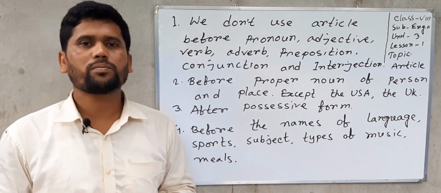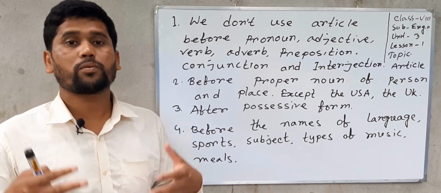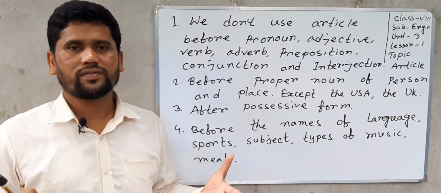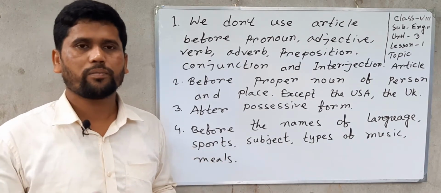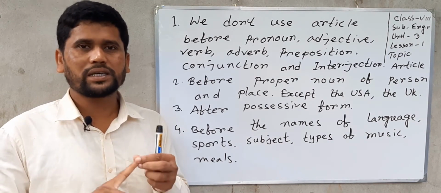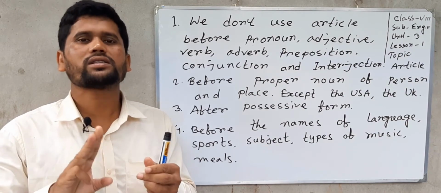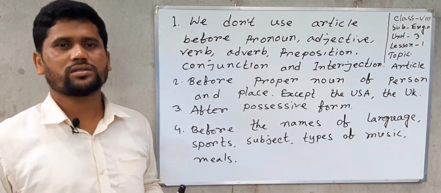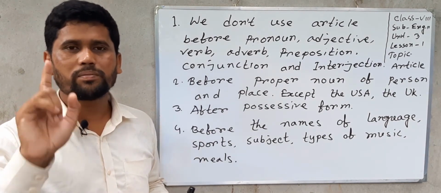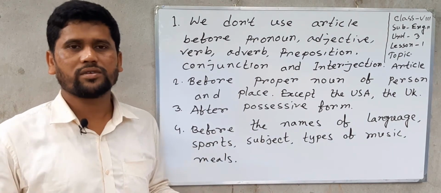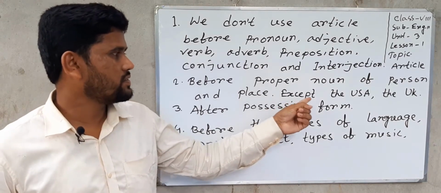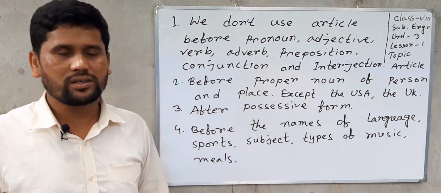And also before pronoun and also before proper noun of persons or place. I already mentioned we use article before noun, but you know proper noun is the noun which indicates a specific person, place or thing. But we don't use article before the name of a person or before the name of a place. We don't use article before Bangladesh, Dhaka. But here there is an exception. If we find the USA or UK, we can use the.